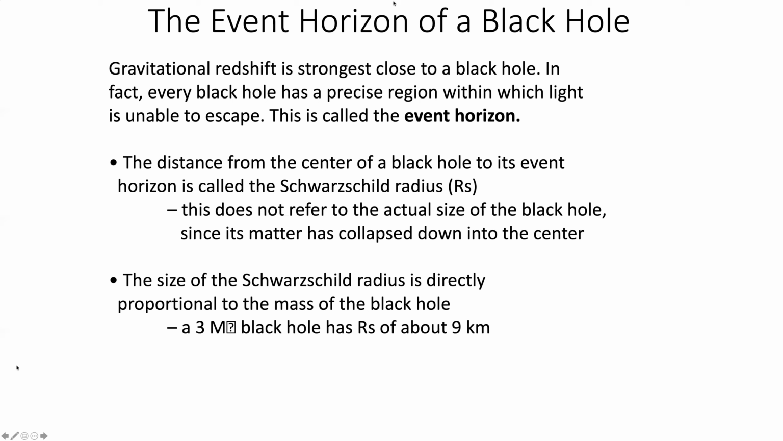Now, there is something called the event horizon of a black hole. By the way, the gravitational redshift is strongest close to a black hole. In fact, every black hole has a precise region within which light is unable to escape. So there is a marked, hypothetical region that if you go inside, even light cannot escape, because of this huge curvature of space-time. This particular region is what we call the event horizon.